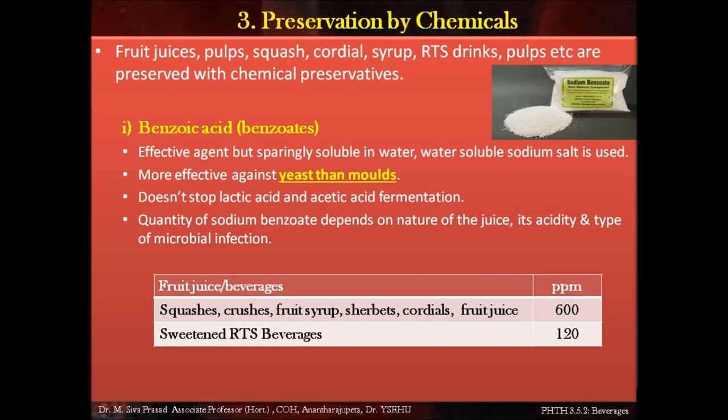And what is the concentration required for benzoic acid in different beverages? It again depends upon the type of the juice, whether it is highly acidic or less acidic, and the type of microorganisms that you usually find in such juices or beverages. Depending upon that, we use this benzoic acid. We use a maximum of 600 ppm of benzoic acid for pulps. For juices, crush, syrups, cordials, and RTS beverages, we use a maximum of 120 ppm. That is the maximum permissible limit of benzoic acid to be added in the final product.